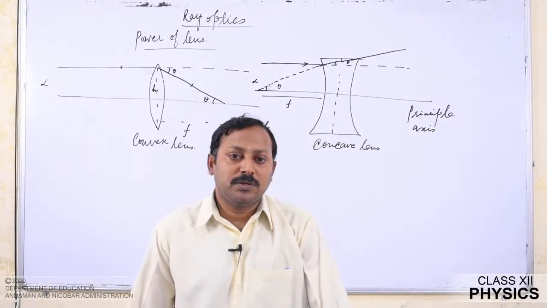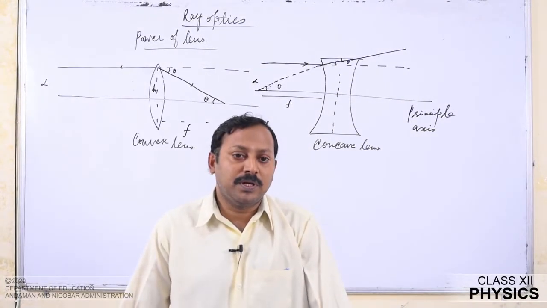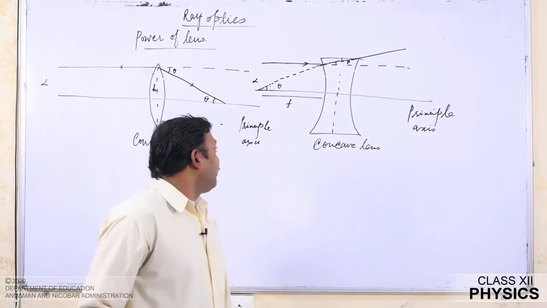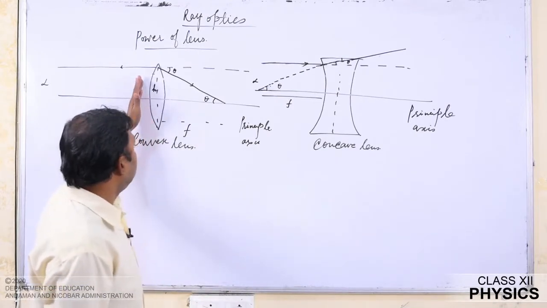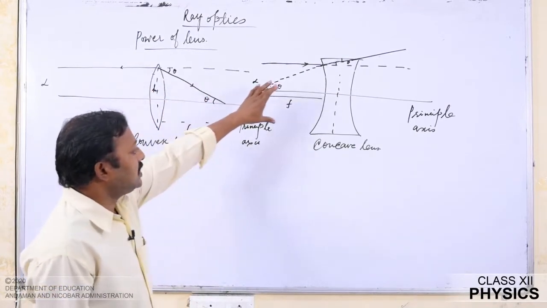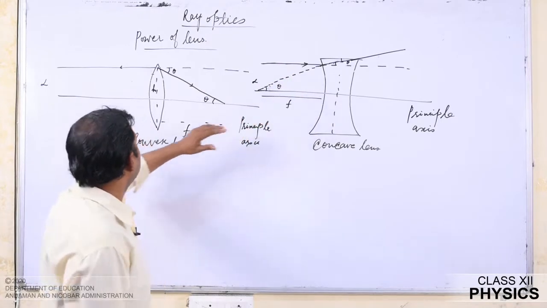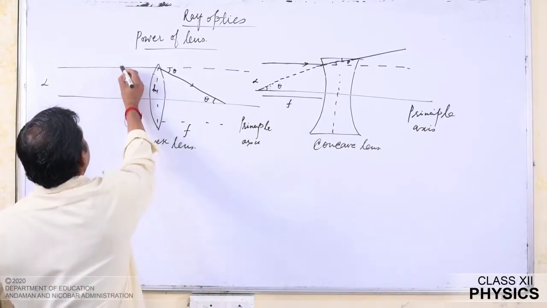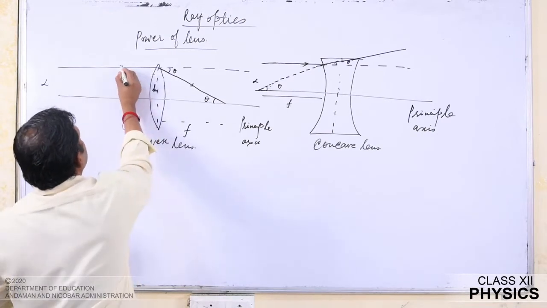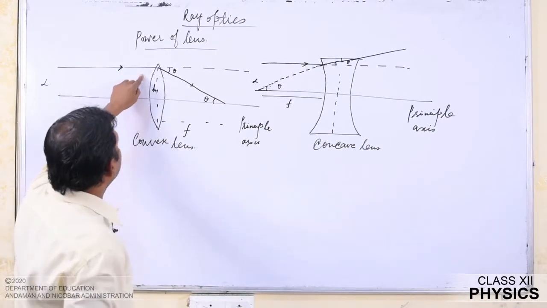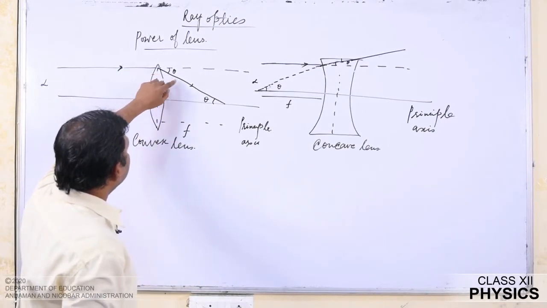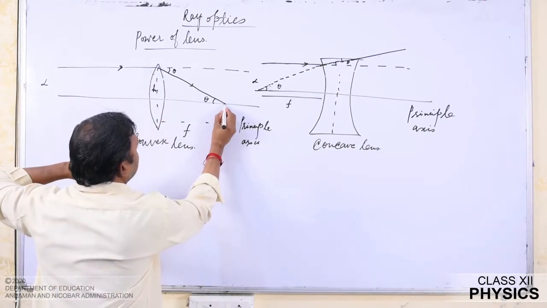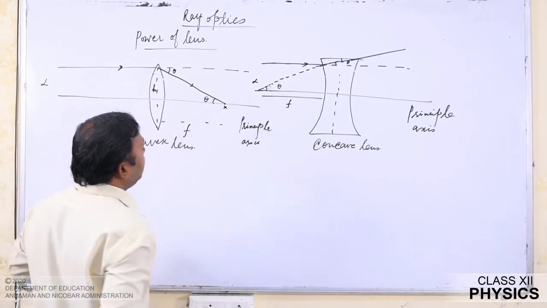Hello students, we are dealing with the chapter Ray Optics. Now we have the topic here, power of a lens. Two lenses are drawn here, one is a convex lens, another one is a concave lens. Here we see that parallel beams come from infinity. This parallel beam falls on the lens, after that it converges and at point X it forms an image.